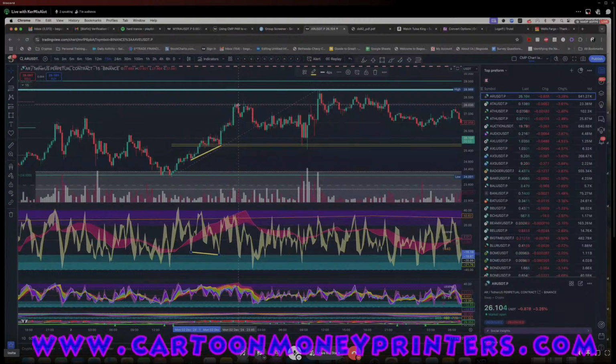Once the coin is really strong, you want to try to get the first or second hidden bullish divergence that occurs. If you're starting to get on the third and the fourth, you might be a little bit late to the party. But any questions on that?